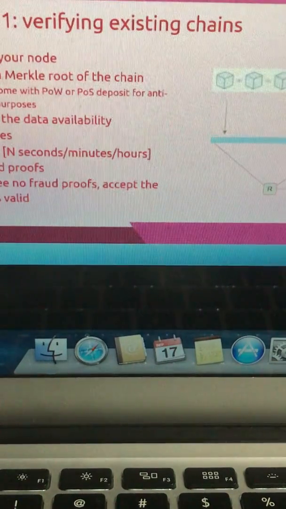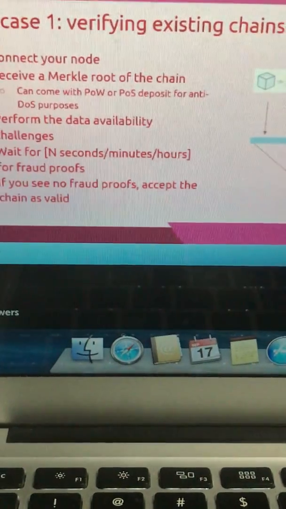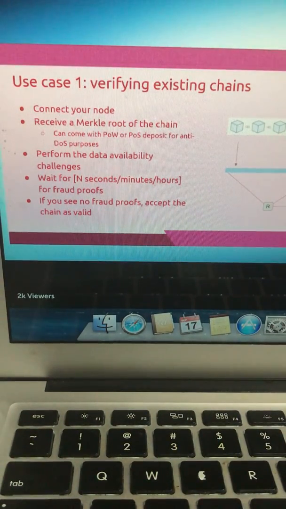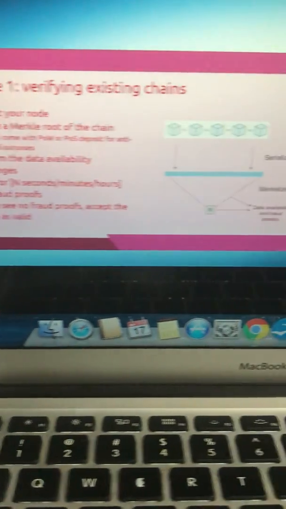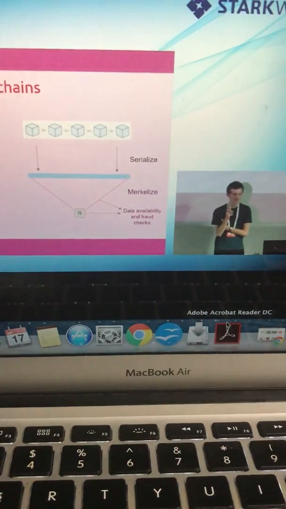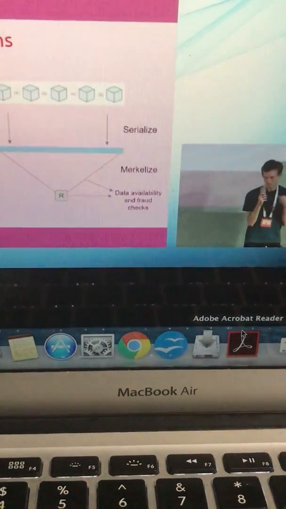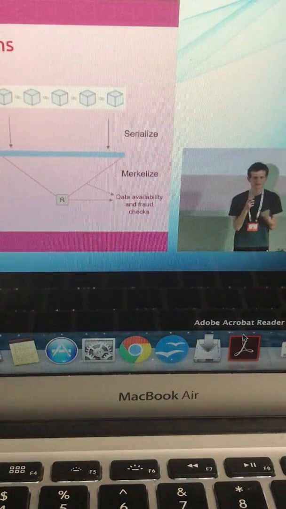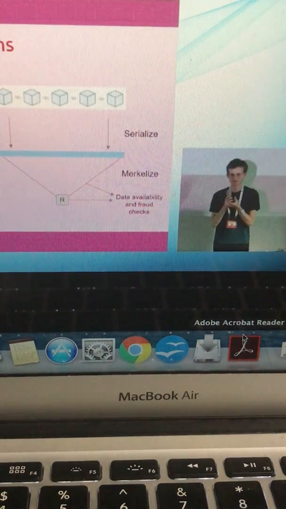So what do we use this for, right? The first use case, as I mentioned, is verifying existing chains. This is a fully layer 2 technique that could be used to improve the security properties of existing light clients. Basically, you connect your node, you receive a piece of data provided by someone that claims to be a Merkle root of the chain. And for anti-DOS reasons, you could attach this to proof of work.